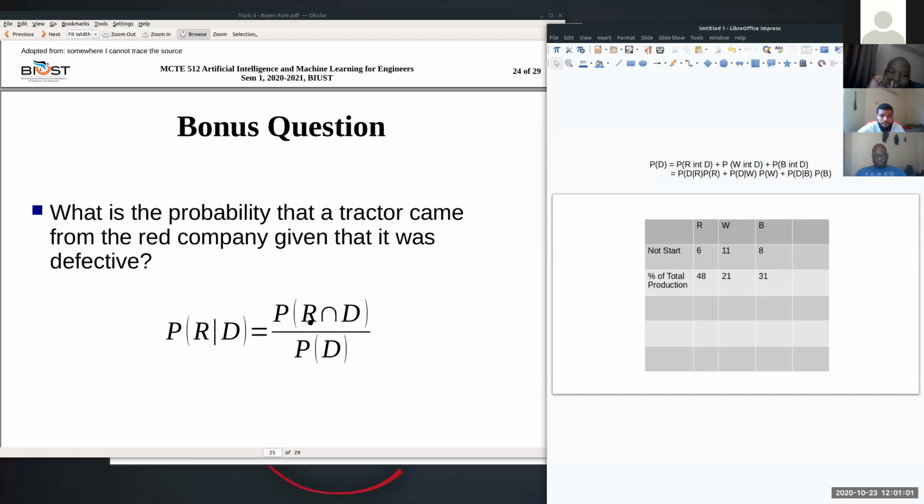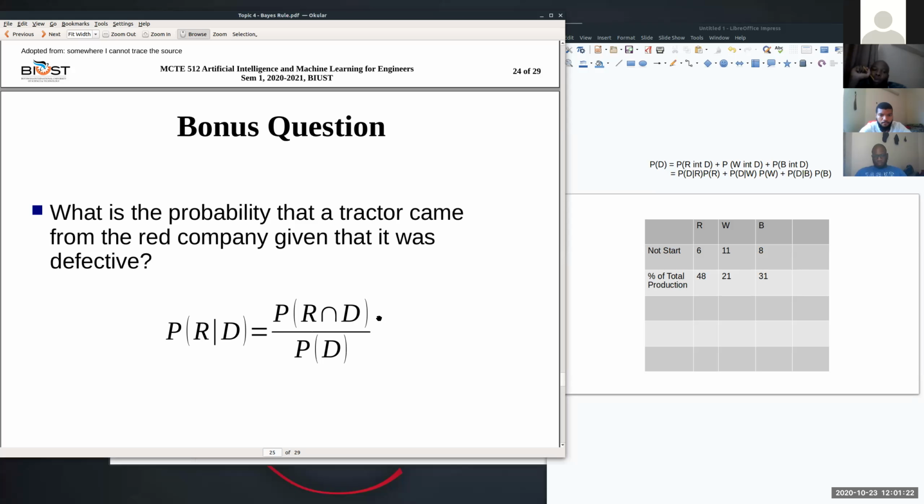Now, the intersection of the event of being red and defective, given that it is defective. So the intersection of those two events, defective and red line, divided by the probability that it was defective. This one we have computed already, and of course we know how to compute that. That is just what?